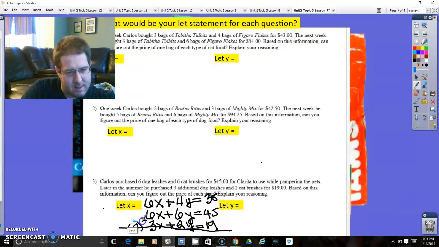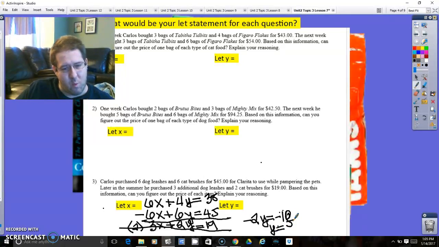Now I can easily eliminate using subtraction. This minus this makes nothing. 4 minus 6 makes negative 2y. 35 minus 45 makes negative 10. Divide both sides by negative 2, and that means y is 5. All right, so once I got y, I can once again plug it back in, easily solve for x.